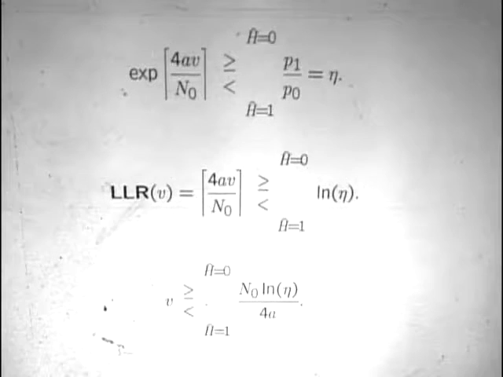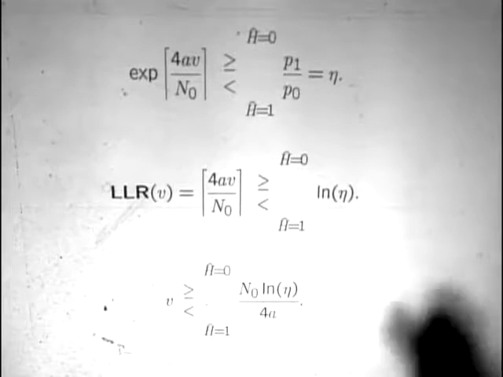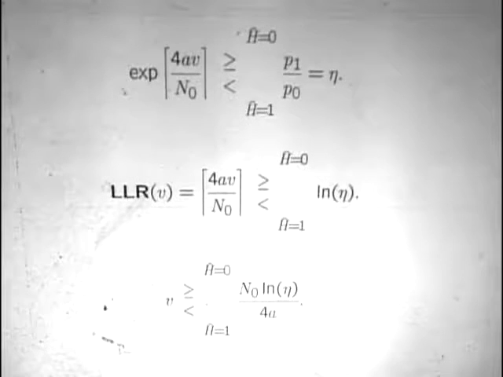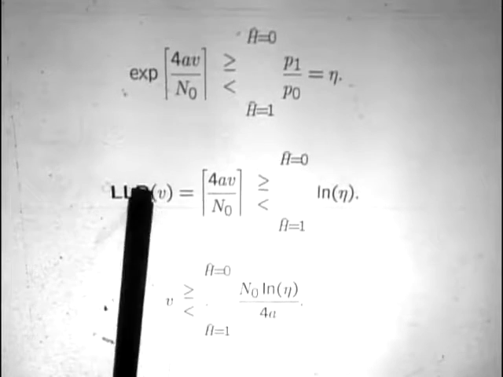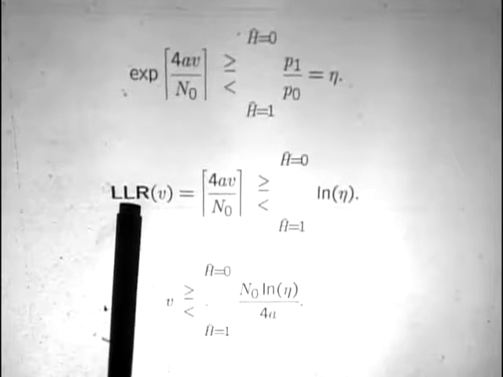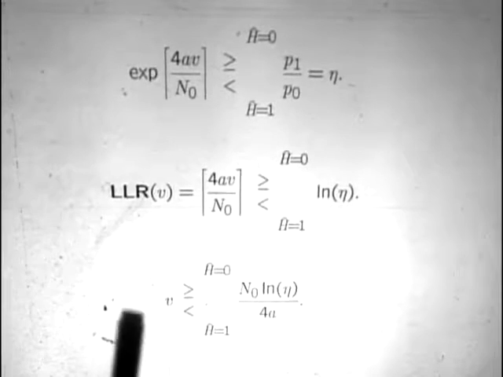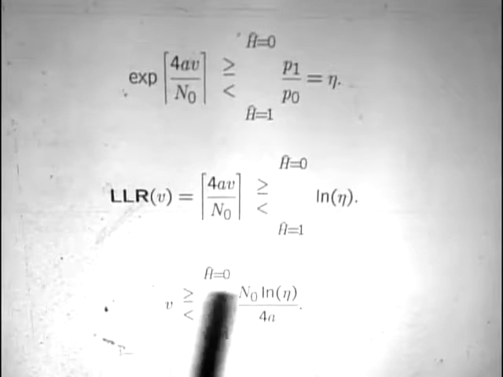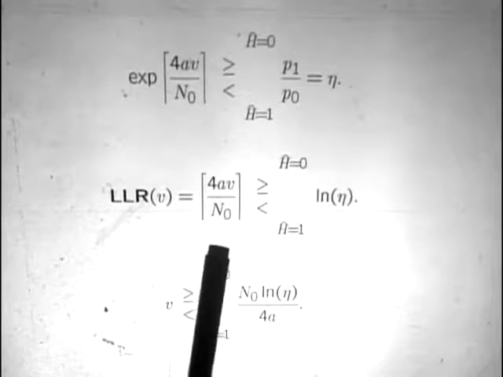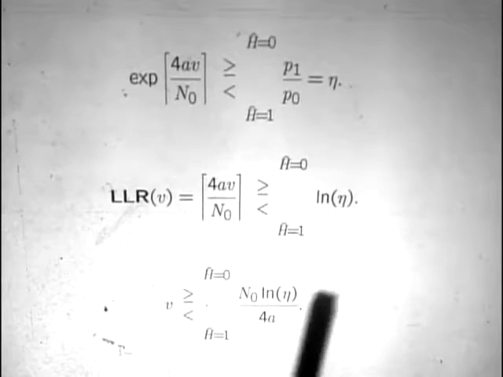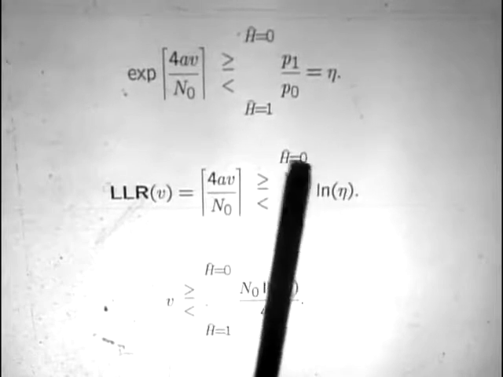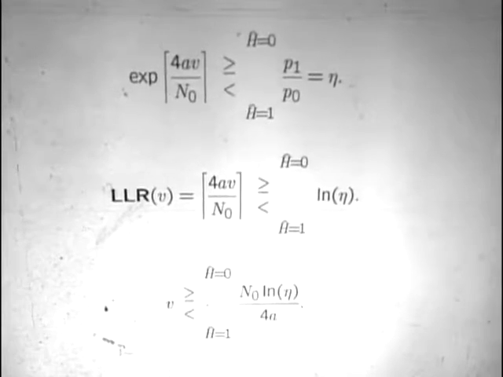People who deal with Gaussian problems a lot, you never hear them talk about likelihood ratios. You always hear them talk about log likelihood ratios. And you can find one from the other, so either one is equally good. In other words, the log likelihood ratio is a sufficient statistic because you can calculate the likelihood ratio from it. So this is a sufficient statistic. It's equal to 4av over n0, and when this is greater than or equal to the log of the threshold, you go this way. When it's less than, you go this way.